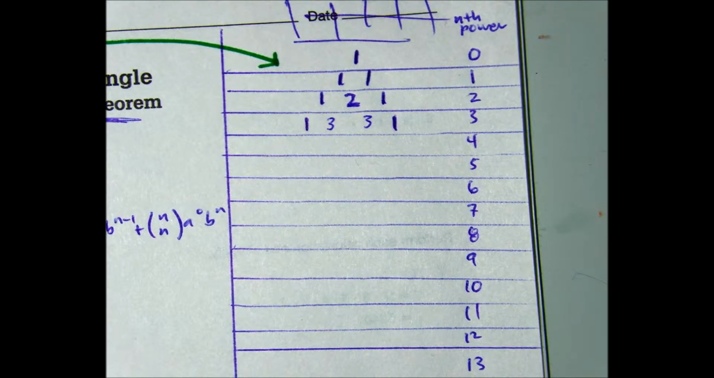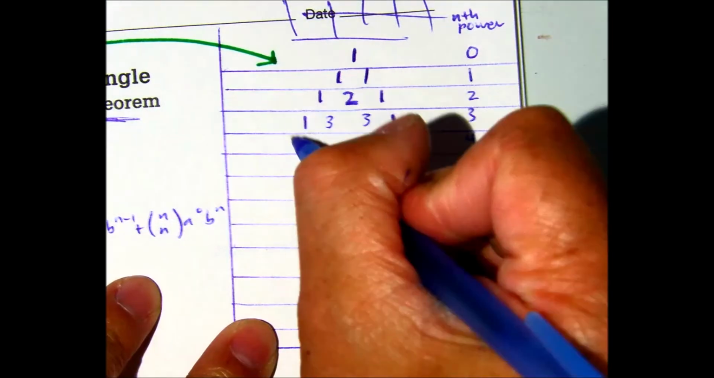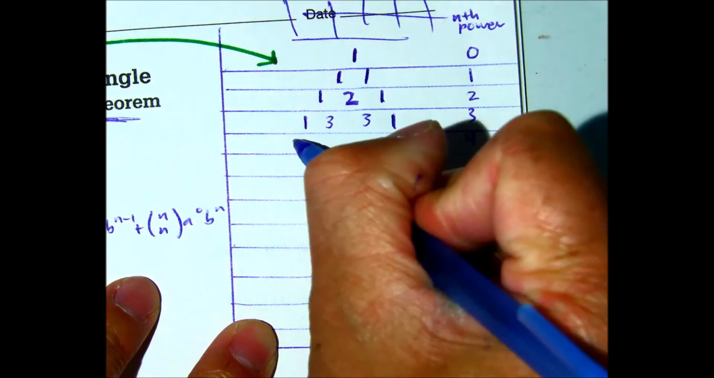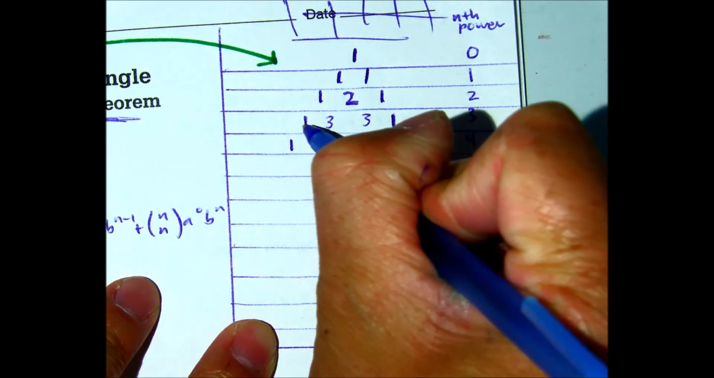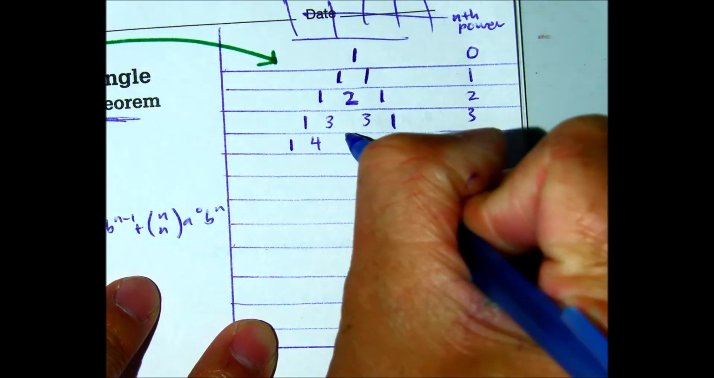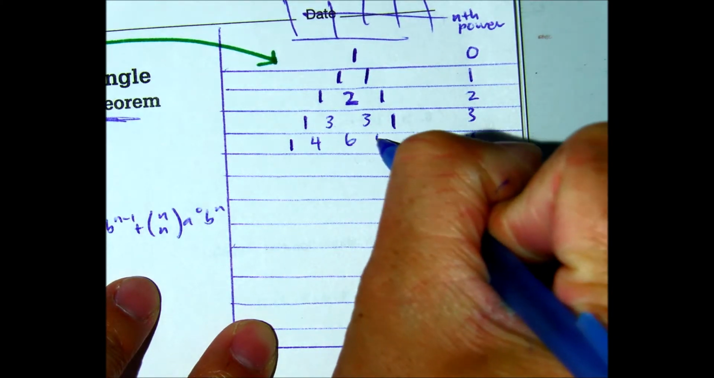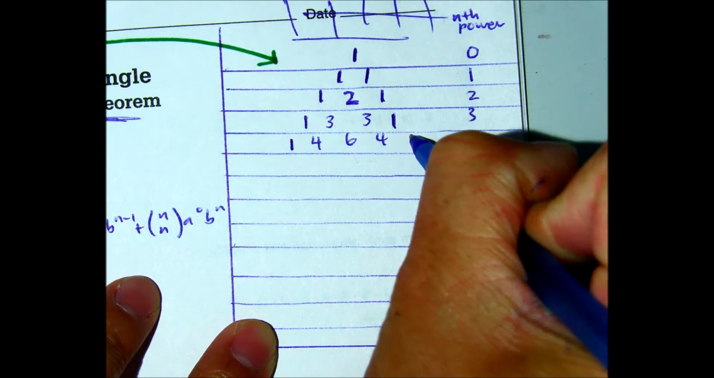Okay. What number did you guys get? What goes here, class? 1. 1 plus 3 is 4. 6. 4. 1. Raise your hand if you got that.